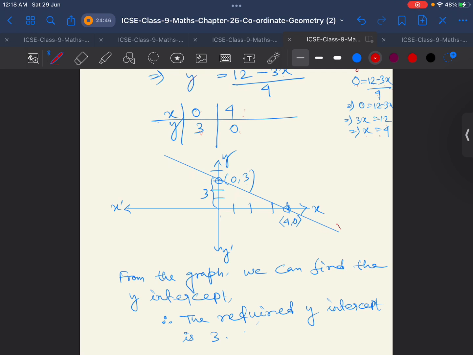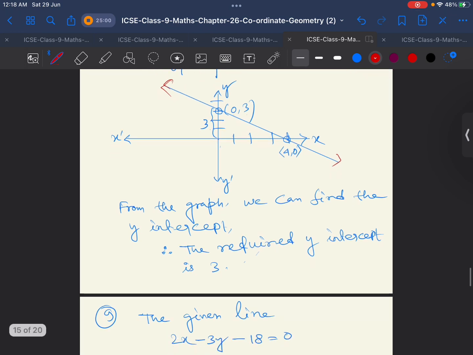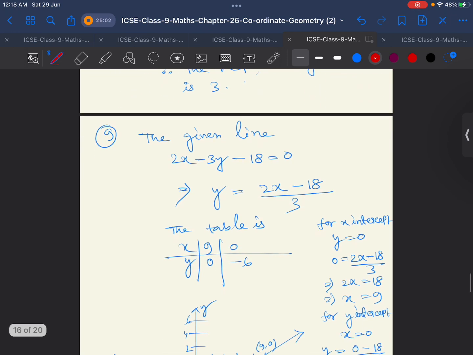Then we draw a straight line. This is the straight line. Okay, so from the graph we can find the y-intercept. We know the y-intercept is the distance from the origin to this point. So this is 3. So the required y-intercept is 3.